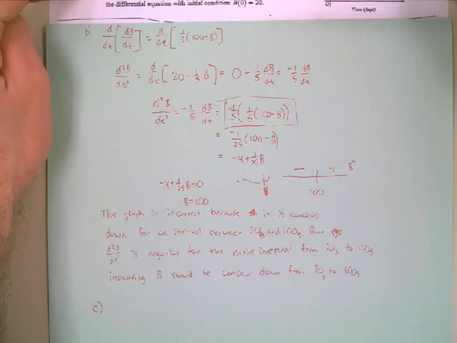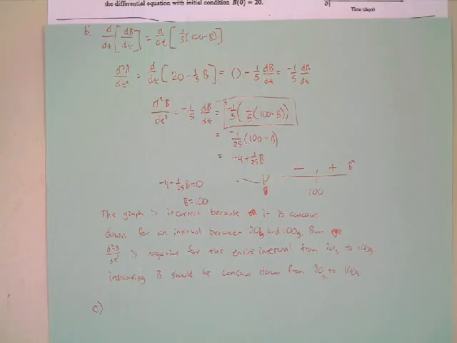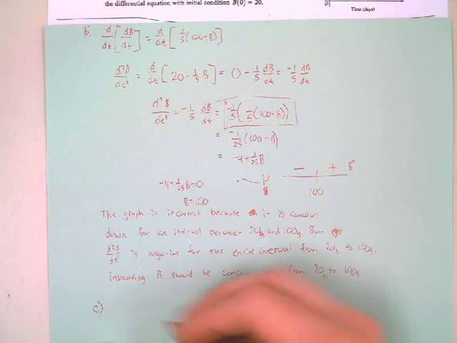So let's go ahead and do letter C right here. It says, use separation of variables to find y equals b of t, the particular solution to the differential equation with initial condition b of 0 equals 20. All right, so let's go to Connor. So Connor, how can we find y equals b of t here? What should we do?